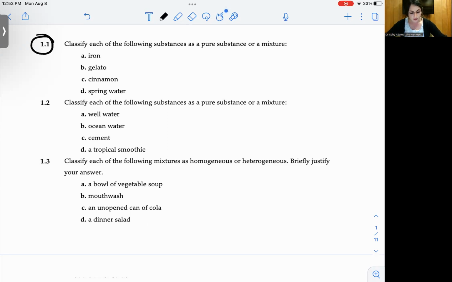So we're going to work 1.1 first. The problem is to classify each of the following substances as a pure substance or a mixture. Pure substance, mixture, got it. First, we have A, iron, that can be written with this chemical symbol. You can have one atom of iron. This is on the periodic table of elements. And an element is classified as what? A pure substance, right? So this is a pure substance.